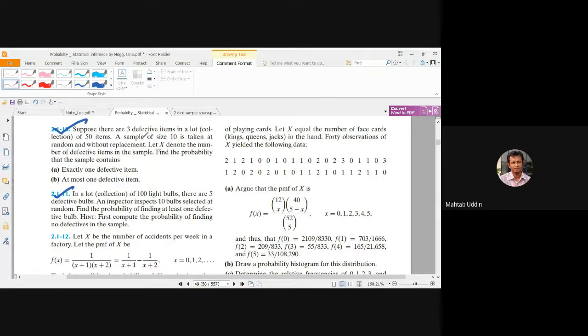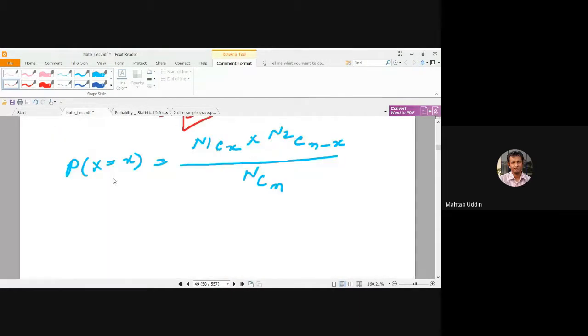Suppose there are 3 defective items in a lot of 50 items. So N is 50. Okay, I write in the lecture sheet now. So how many elements now here? 50. And 3 are defective. So definitely 47 are not defective. 10 has to be taken. And our target is X, denoting the number of defective. Our target is defective. So first I will write the information. Then I will start the math.